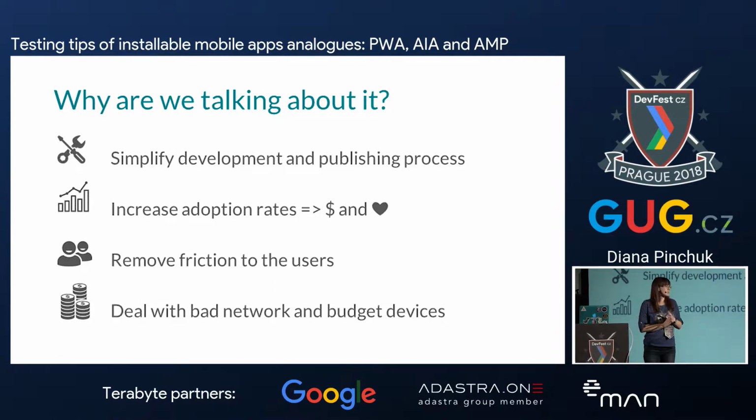Then, if your users don't need to download your update and spend their time and internet traffic on that, they will be more loyal to you, and you will increase adoption rates. You will also remove some extra friction for users because they don't need to do any extra moves. As I've said, they don't need to download any updates. They don't need to go to the App Store. They just click a link, and the application is already installed on their mobile phone. And also, all these analogues of installable mobile applications are very good for regions with bad network and countries which have budget devices.